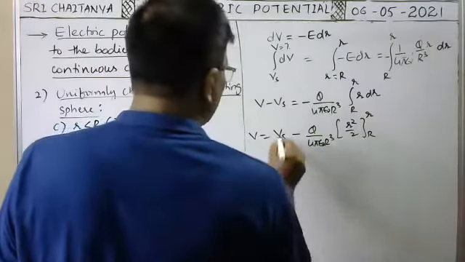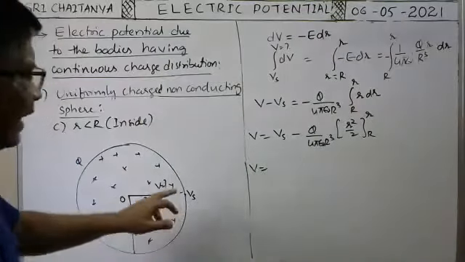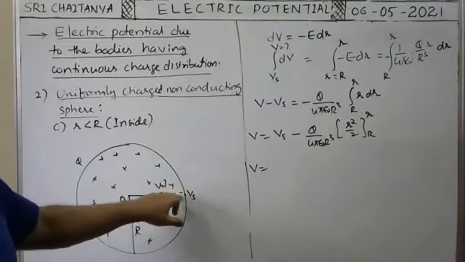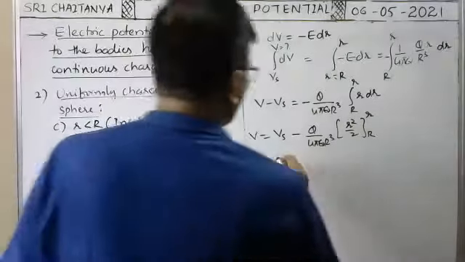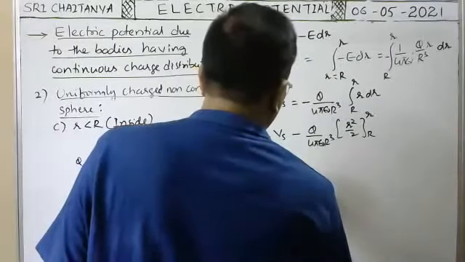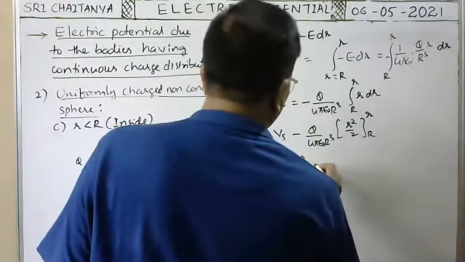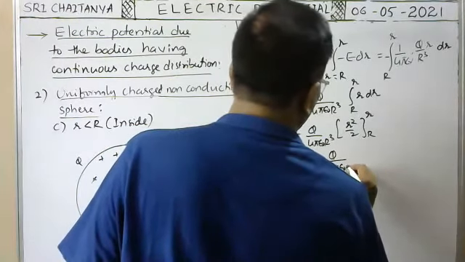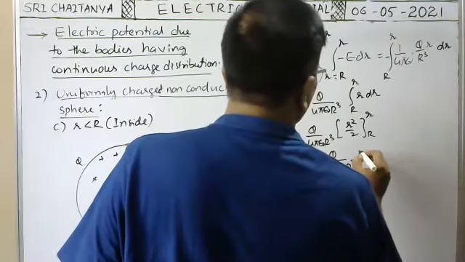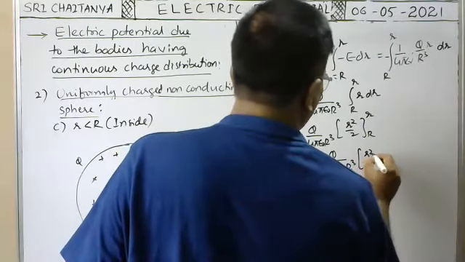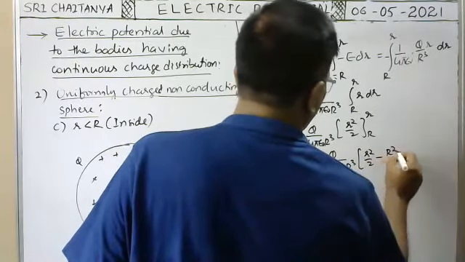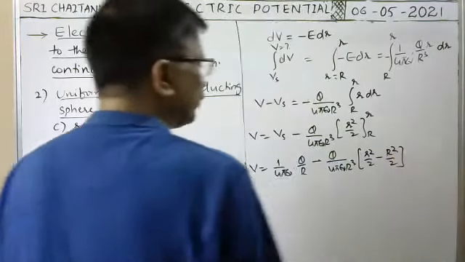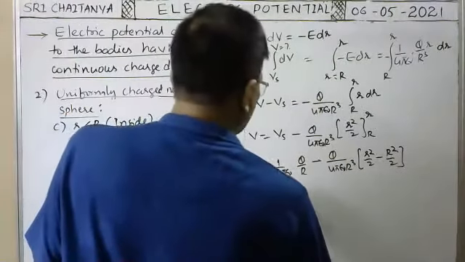V is equal to, Vs means electric potential on the surface of the non-conducting charged sphere. Already we have written it: 1 by 4 pi epsilon naught into Q by capital R, minus this one, Q by 4 pi epsilon naught R cube into small r square by 2 minus capital R square by 2. Here you take 2 common.